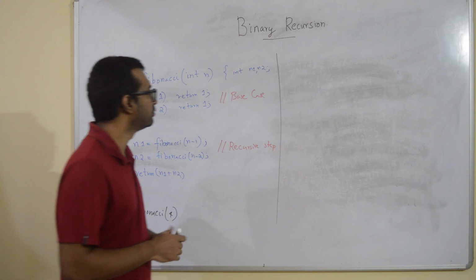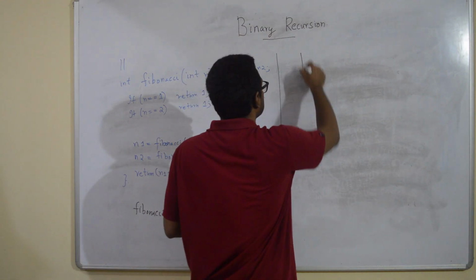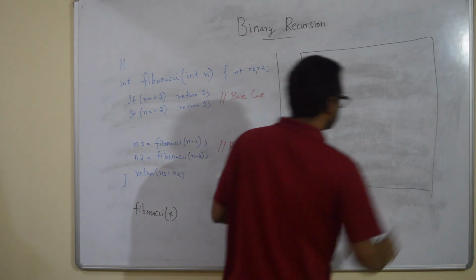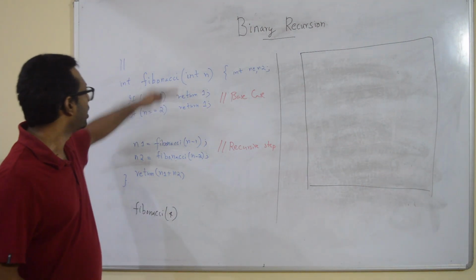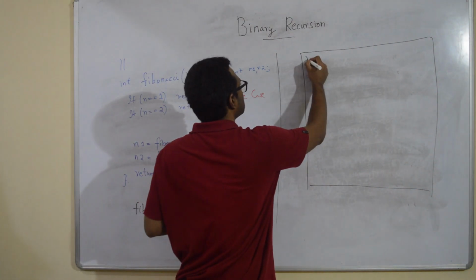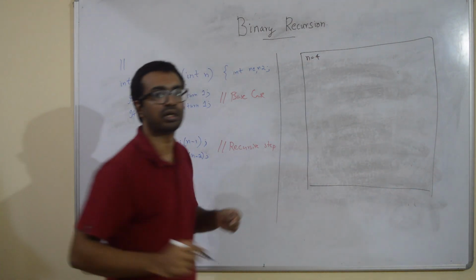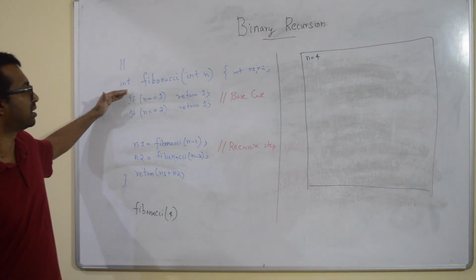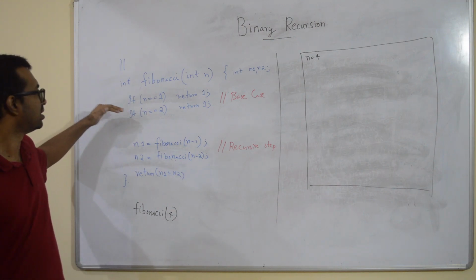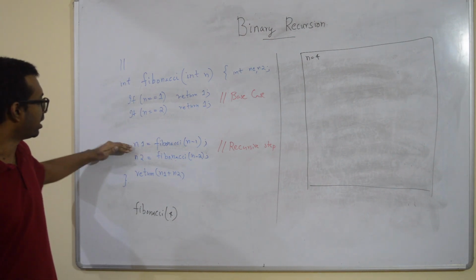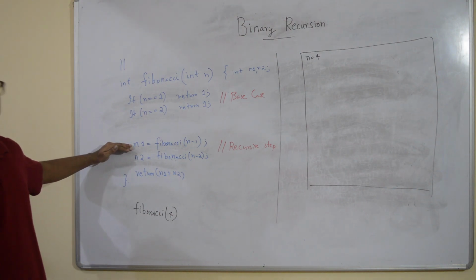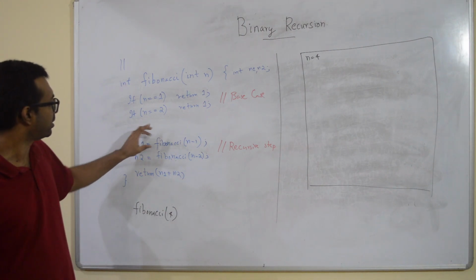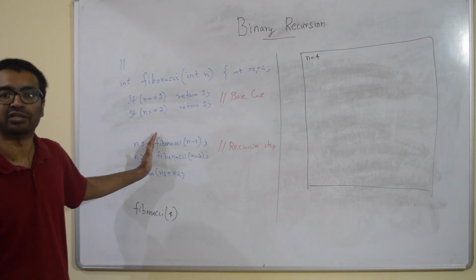So the fourth one will be the following. I call this function with n equal to 4. I come here. No, this condition is not satisfied. This condition is not satisfied. I come here. I want to assign the value of n1, and for n1 to get a value, this function has to be executed.